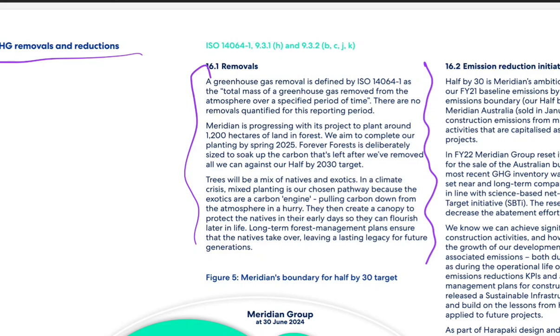So the company is progressing to plant around 1200 hectares of land in forest. Also aim to complete the plantation by spring 25. So these are the details. So trees will be a mix of natives and exotics. So the details related to the greenhouse gas removal.